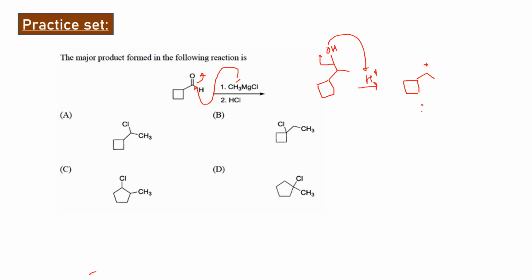Now this is 2 degree, not that much stable, and with a 4-member ring with huge strain. To get some stability, this bond will shift, which will form this five-member ring. Next, it becomes a 2 degree carbocation with a 5-member ring.